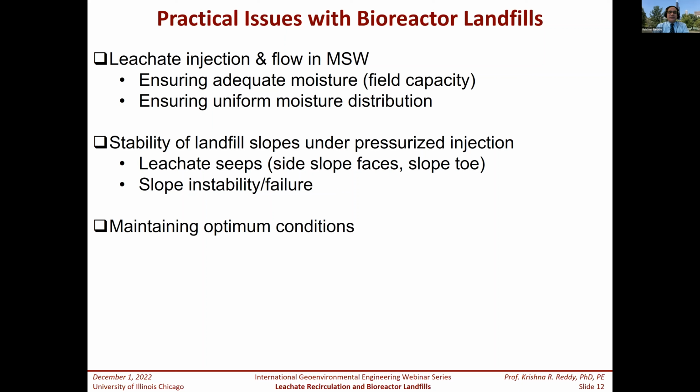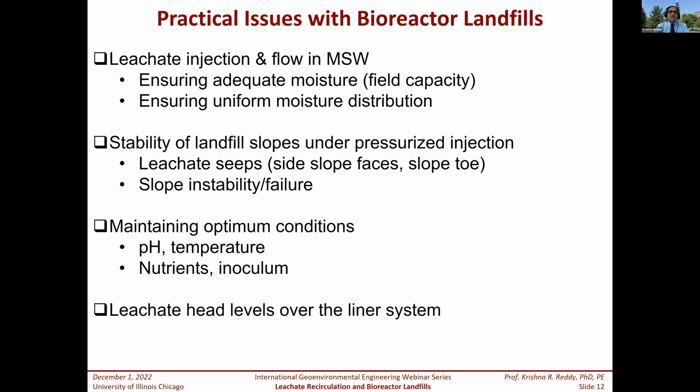And maintaining the optimum conditions. As I showed you in the previous slide, how do you ensure that you have optimum moisture content, say, pH, temperature, nutrients, and all those things to be favorable for accelerated degradation? And also leachate head levels over the liners, okay? One of the rules for landfills is that the leachate head over the landfill bottom liner would not exceed more than 1 foot. That's the regulatory requirement. You cannot have accumulation of the leachate. Even in case of bioreactor landfills, you have to maintain that criteria. So you cannot have a leachate head more than 1 foot.